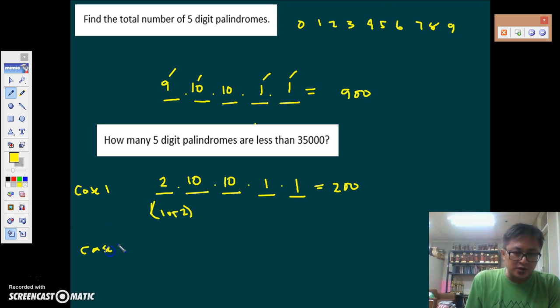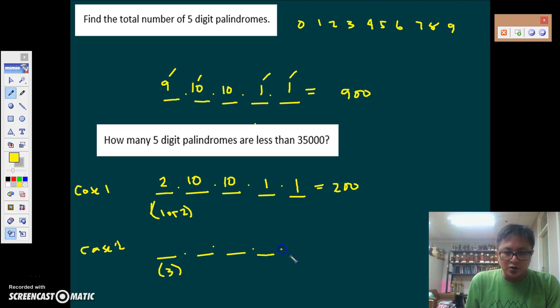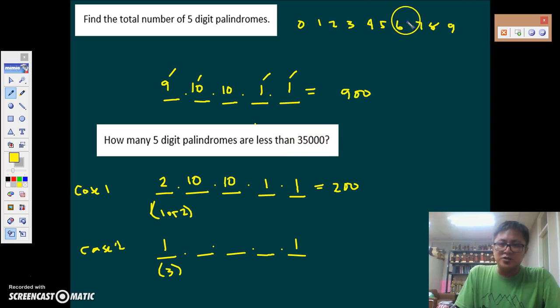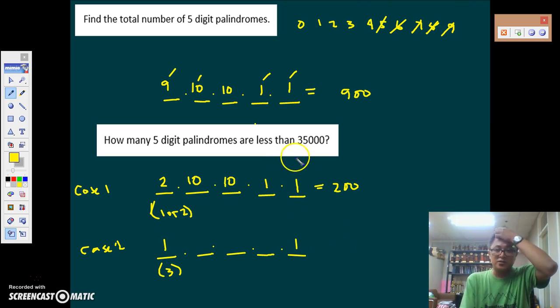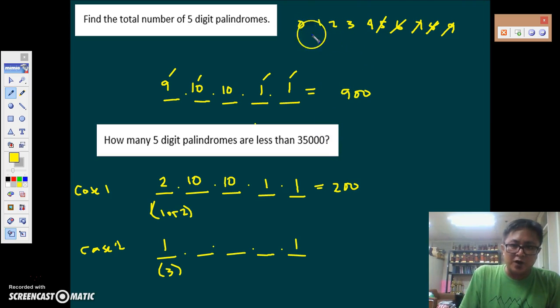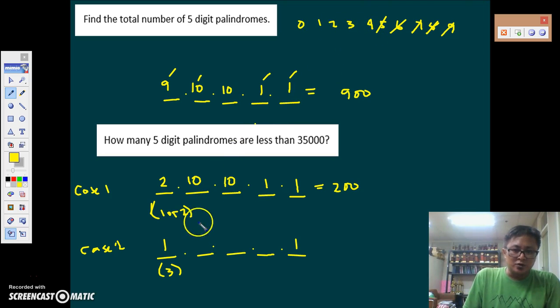What about case 2? That's when the number starts with 3. If it starts with 3, obviously, it's already taken by 3, 1. So here's also 1. Now, how many digits can we put here to satisfy the condition that it's less than 35,000? We cannot put 6, 7, 8, or 9. We cannot actually put 5, because if this is 5, the number is 35,000, not less than 35,000. So we have only 5 digits to choose from here: 0, 1, 2, 3, and 4. So 5 digits here.